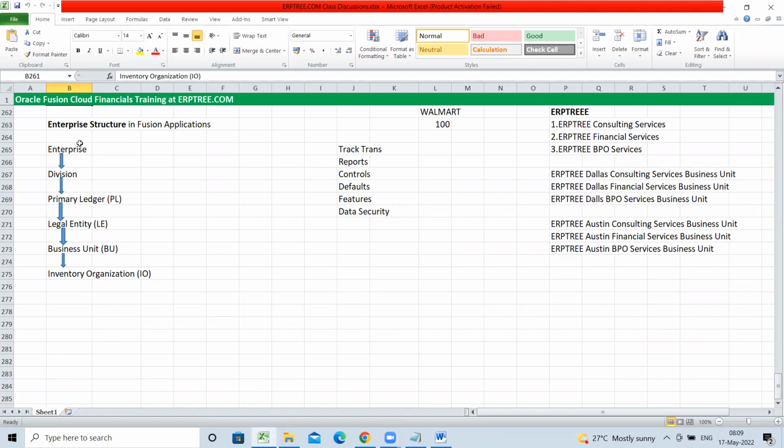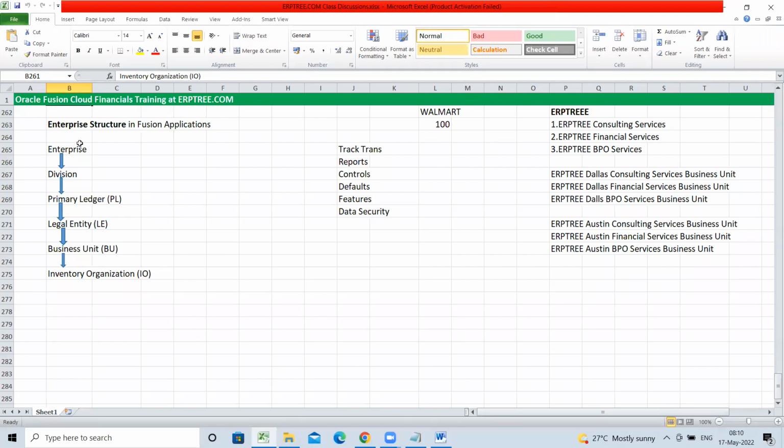Again, when we are implementing specific applications, based on that application and business requirement, we have to do the additional setups. So irrespective of application usage, if you are going to implement Fusion applications for any client, this structure we have to create in the instance. So top level enterprise, under enterprise division. What does division mean? We'll discuss in today's session.